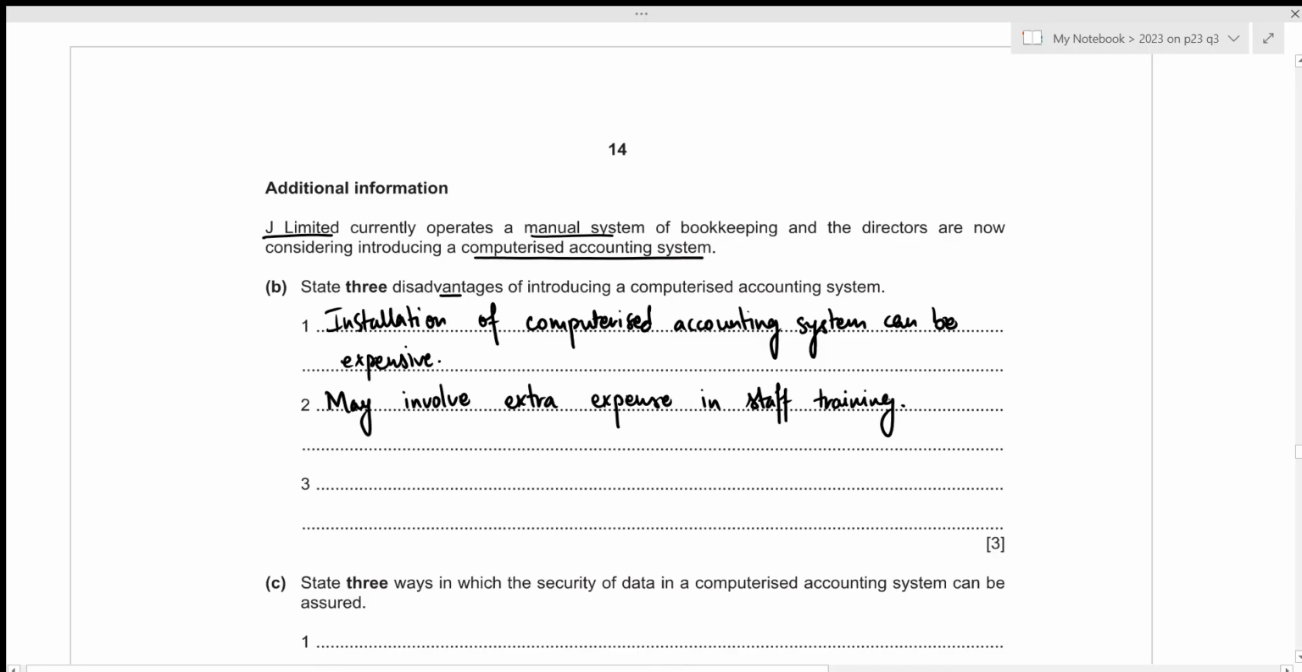And the third disadvantage is that within computerized accounting system, data might be vulnerable to hacking as well as viruses. So data may be vulnerable to hacking and viruses. That's all for the second part.